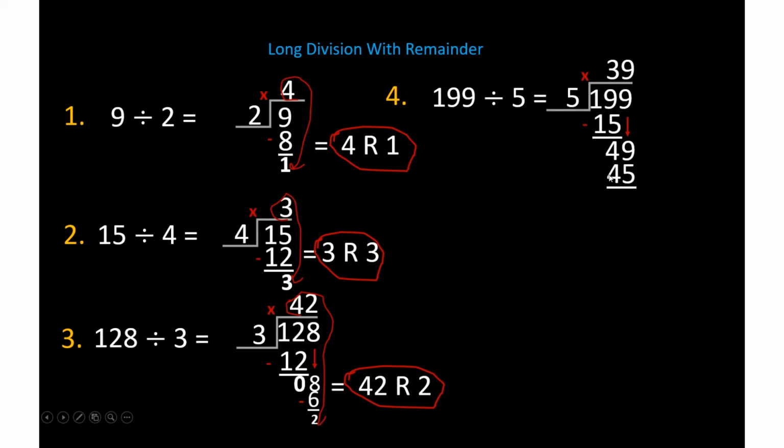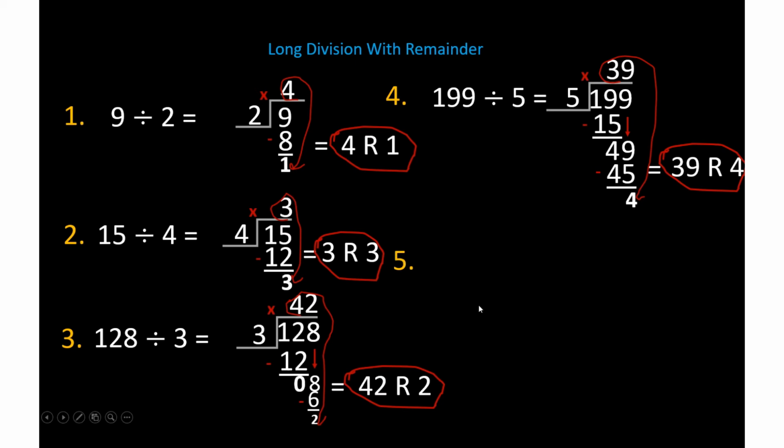Then we get our remainder by subtracting 45 from 49. So 49 minus 45 is 4. Well, we go gradually. 9 minus 5 is 4. 4 minus 4 is 0. So we'll write our answer from the whole number to the remainder. So it is 39 remainder 4.